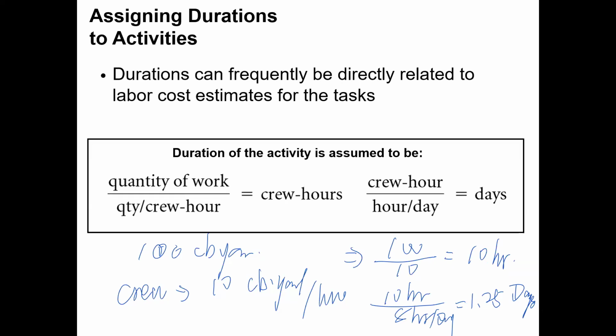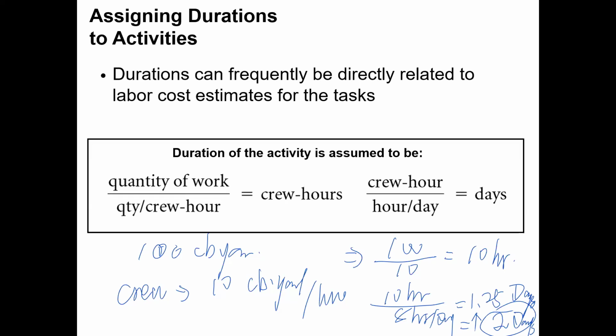What will we do with this 1.25 days? You need to round up to 2 days. Does that make sense? So we always round up. Even though you have 1.1, 1.01, 1.001, you need to round up, unless you have more resources to use. Okay? So that is for the activity durations.